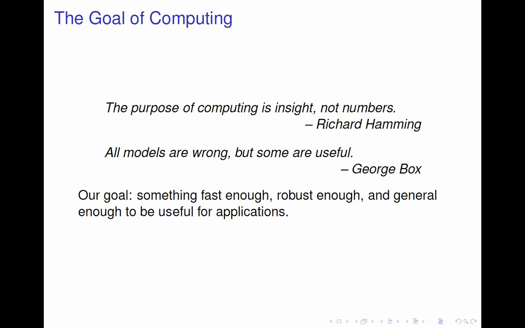So, really, when we're thinking about numerical computing, we want to keep that application framework in the back of our head. Our goal is something that's fast enough and robust enough and general enough to be useful for applications. And how we get to fast enough and robust enough and general enough is a matter of mathematics and computer science. That's really what this class is about. But how we define what fast enough is and what robust enough is, that's defined by the application.